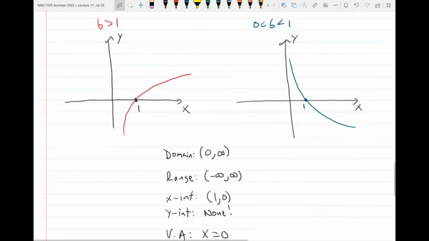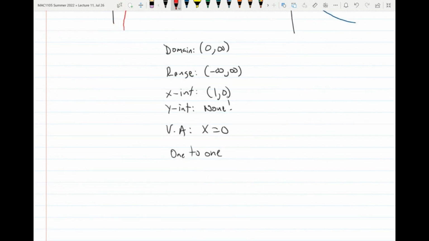Now, for the first one, when the base is bigger than 1, what's the monotony? Is it increasing or decreasing? The red one. Increasing. Remember, increasing means the graph is going up, and it depends how you read it. By convention, we always read graphs from left to right, because if you read it from right to left, it's going down. In this case, it's going up, so this is an increasing function. Where is it increasing? On its domain, which is 0 to infinity.